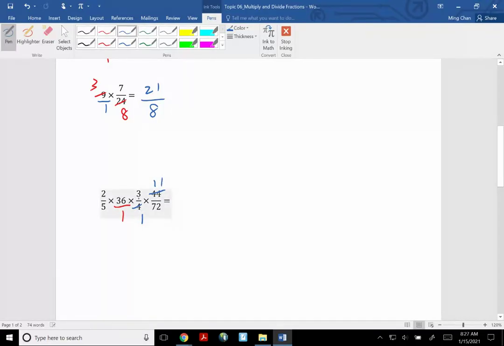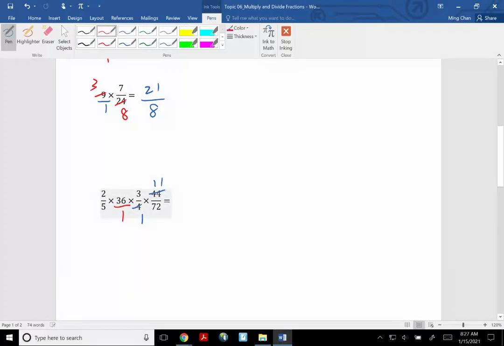I know 3 can go into 72 because remember, divisibility by 3: 7 plus 2 is 9. So 3 can go into 9, and 3 can go into 72. All right, I can do 36 and 72. How do I know that? Well, 72 is on the times table under 9, so it's 36.